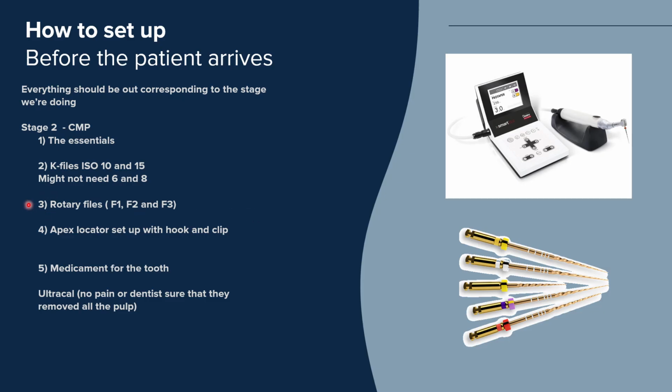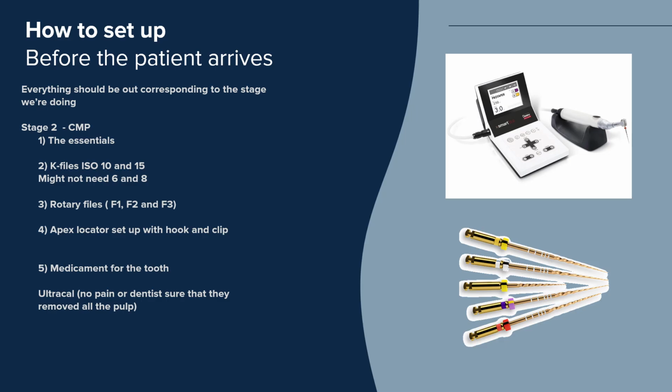Familiarize yourself with the rotary file system that the clinic uses. You need an apex locator. This is a special machine used for stage 2. You can also use it in stage 3, again depending how the dentist prefers to do their root canals, they may use it to verify how far down they can reach in the tooth. And then at stage 2, you also need the medicament for the tooth.